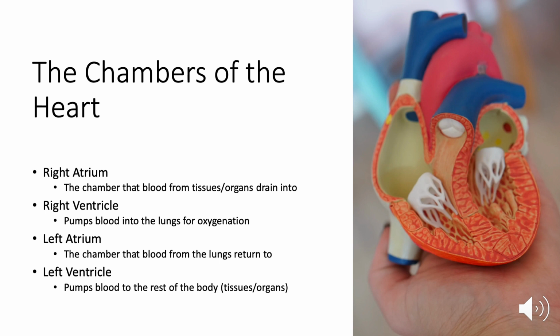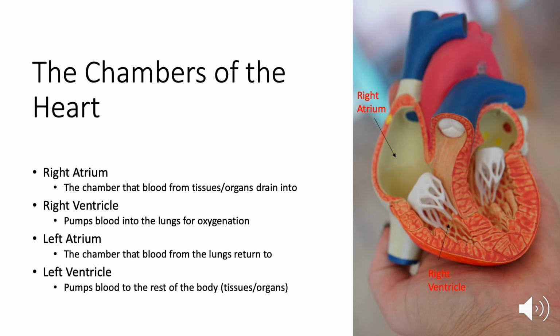The 4 chambers of the heart allow it to pump blood both to the lungs as well as to the rest of the body. First, we have the right atrium, which is where blood returning from tissues and organs drain into. Blood from the right atrium is then pumped into the right ventricle.